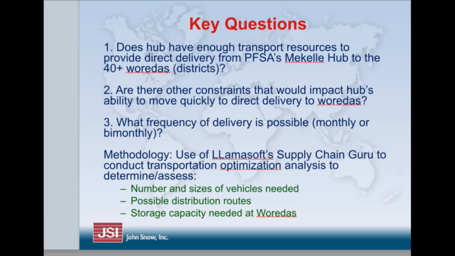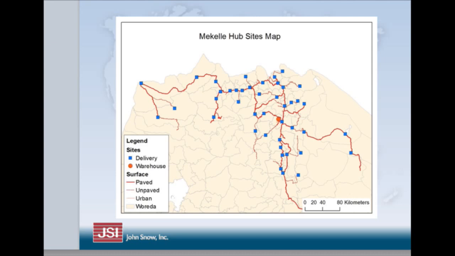And this is the Mekele hub site map. The one in red is the Mekele hub, and the ones in blue are woredas or districts. The Mekele hub serves around 5 million population, and we find the Mekele hub in the northern part of the country.